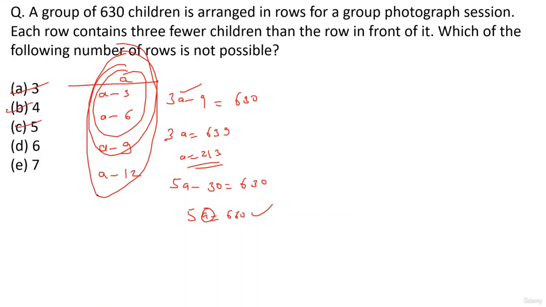Let's look at number 6. If there are 6 rows, then the total in this case will be 6a minus 30, plus 15 gets added, which gives 45, and this will be equal to 630. So you will have 6a is equal to 675.